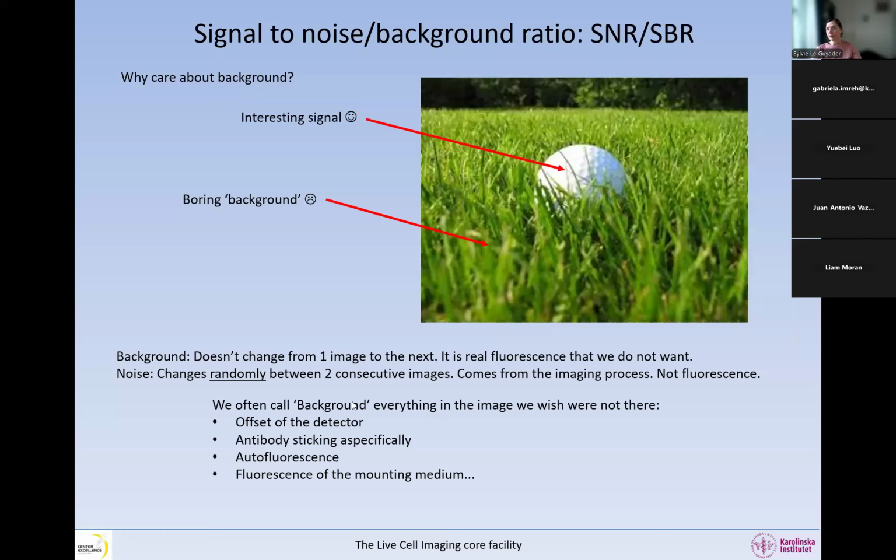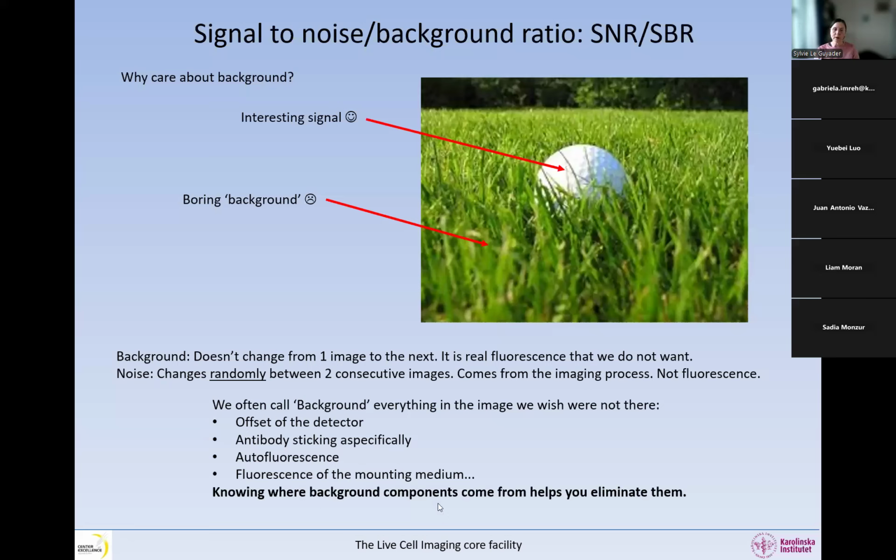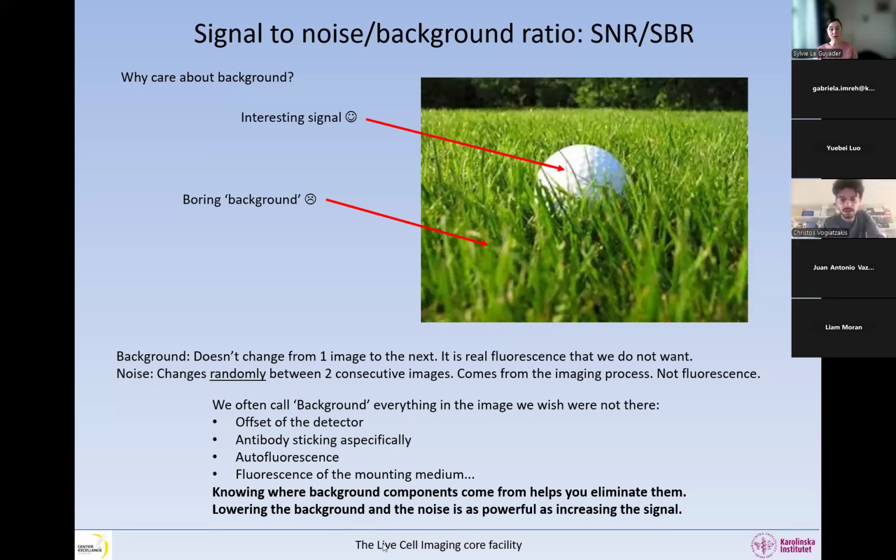What we call background, very often we just put everything in a big bag, we don't know where it comes from, but we say, well, that's background. So what we call background very often is everything in the image that we wish were not there. For example, the offset of the detectors, we'll talk about all this. Antibody that sticks everywhere, oh, that's background as well. Autofluorescence, this is background. Fluorescence in the mounting medium, all this is background. But really the problem is that if we do not know where the background comes from, we cannot eliminate it. So it's very important to identify what is noise, what is background, what is the source, and how we can deal with it. So that's what we're going to do in this lecture.